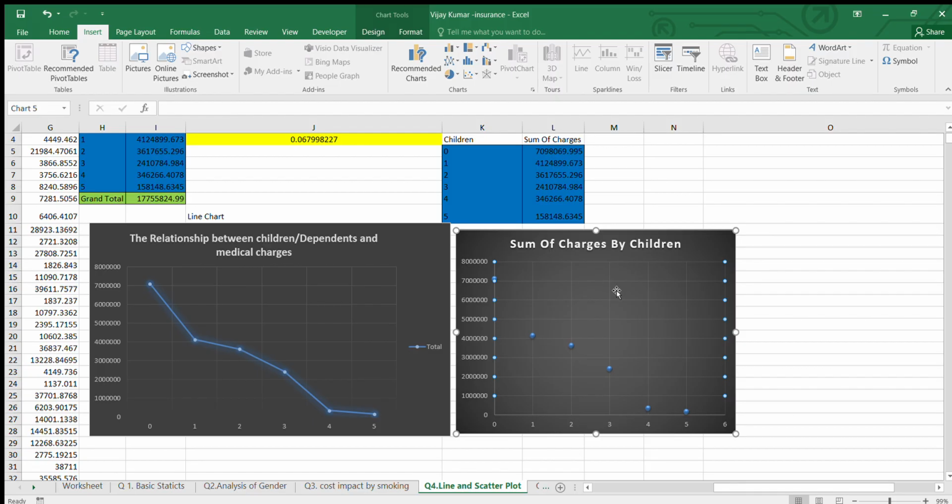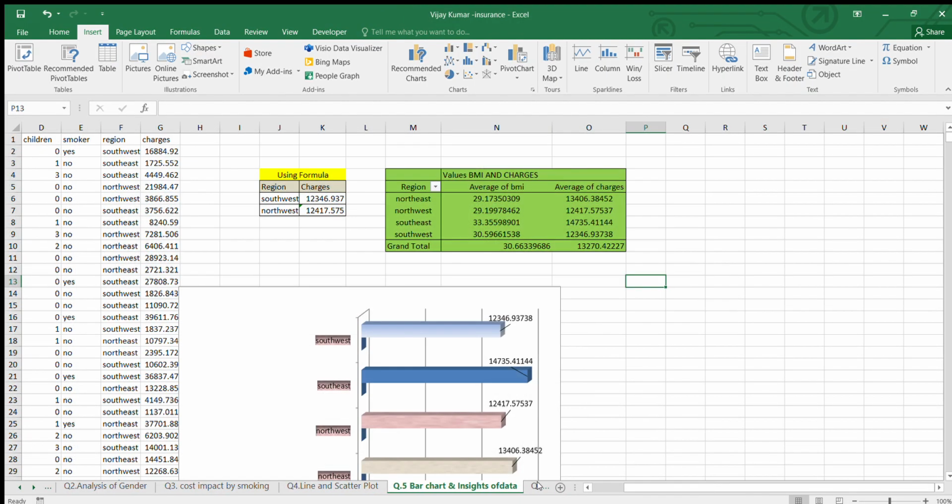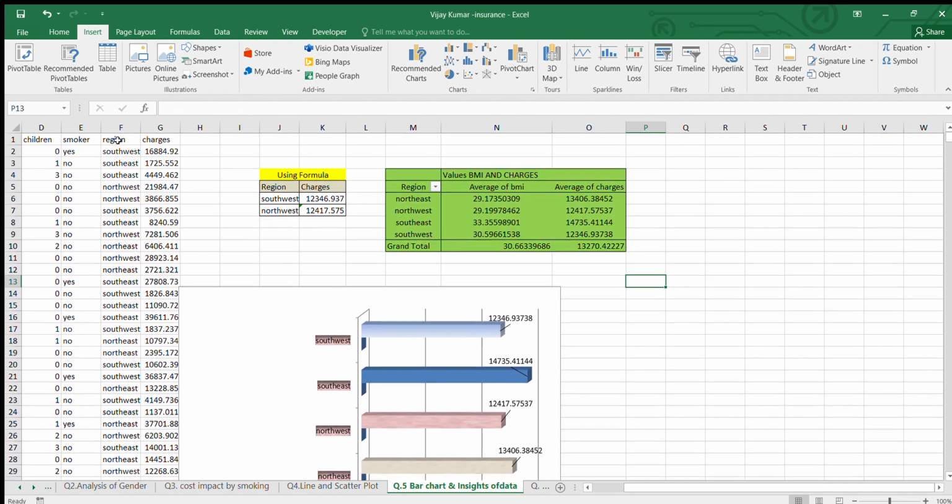Now let me move to the next question. In question number 5, the geographical insights. Here I have done the region-wise analysis. Using this formula, we have calculated the southwest average here. So we have calculated the southwest region and northwest region.